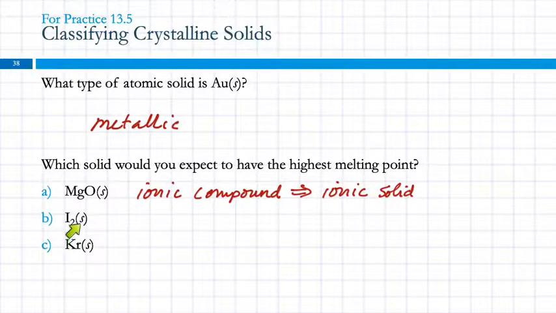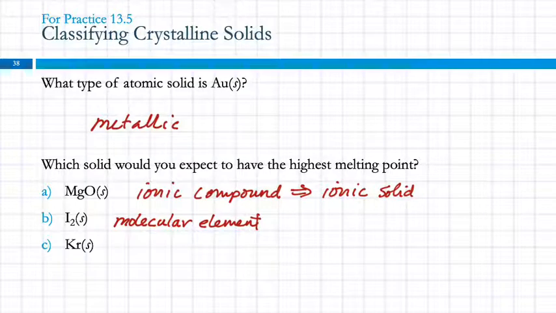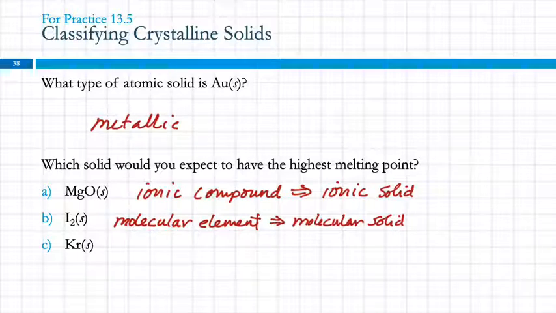Here we have I2 solid. Well, what's I2? Is it an atom, an ion, or a molecule? It's a molecule, right? So this is a molecular element. It's got molecules. So that means it's a molecular solid. What holds molecules together as a solid? Intermolecular forces, right? So here we've got ionic bonds. Here we have intermolecular forces.